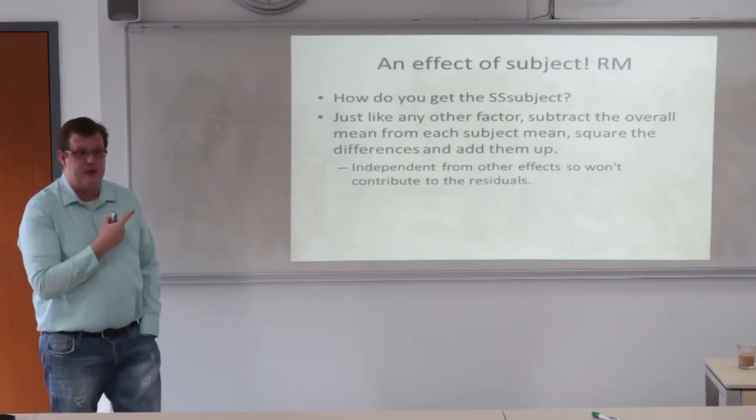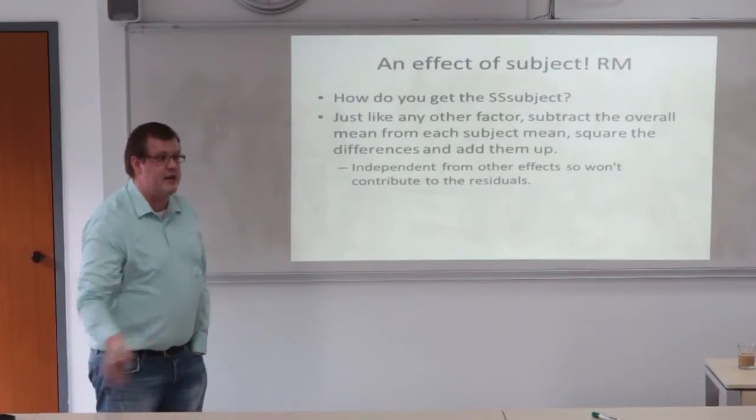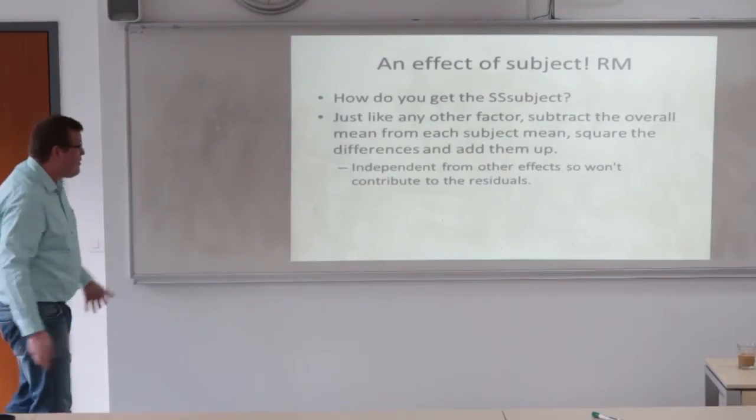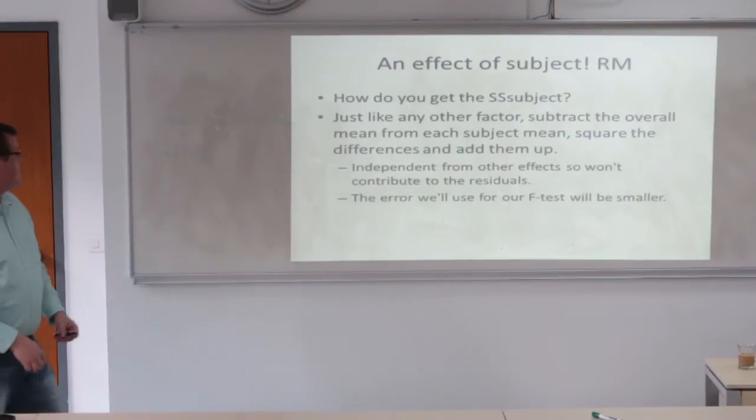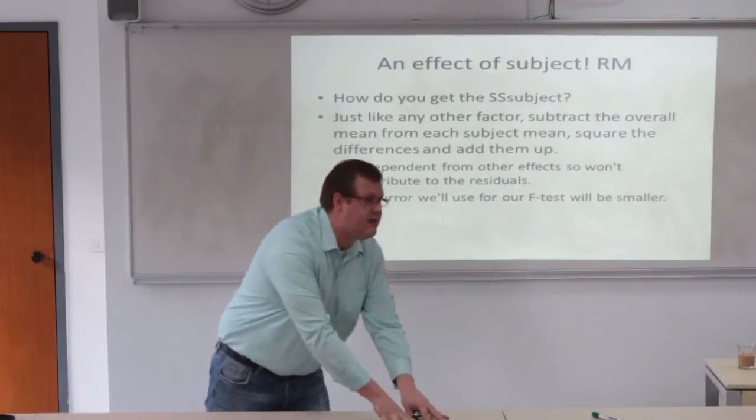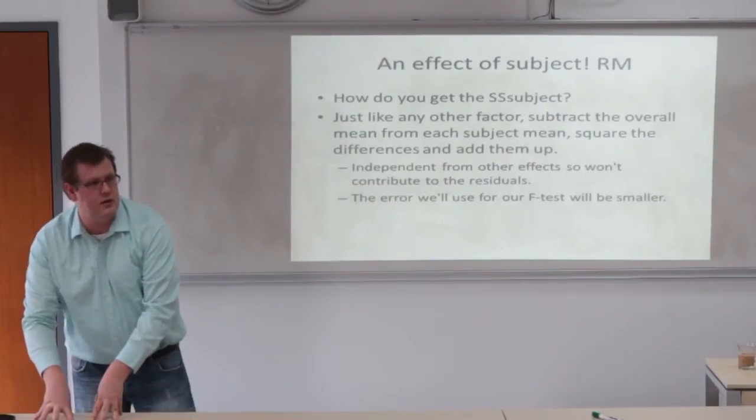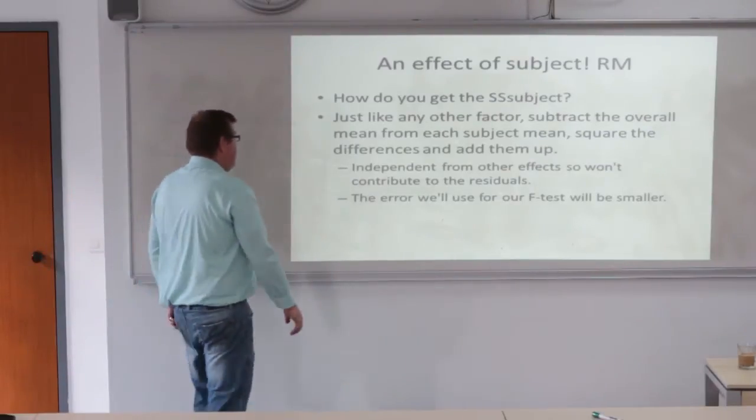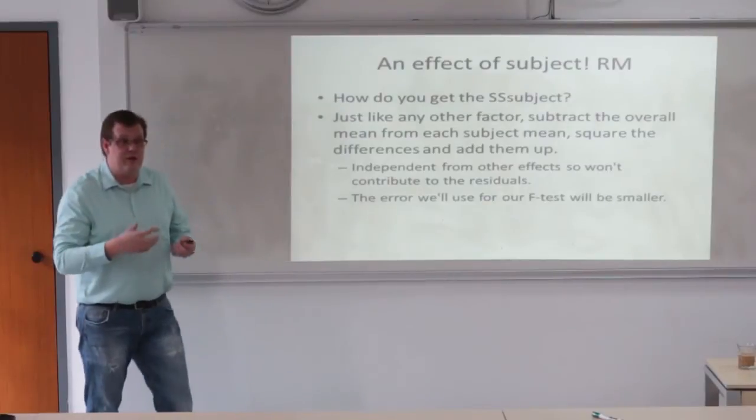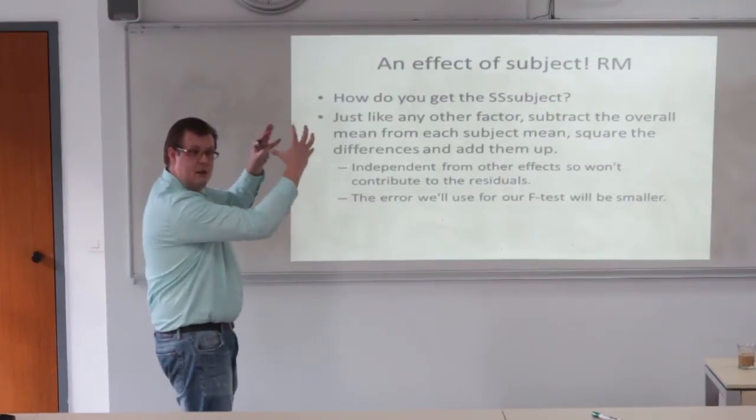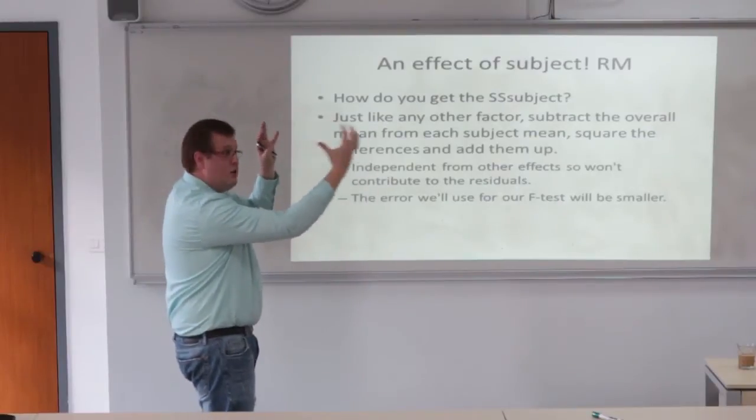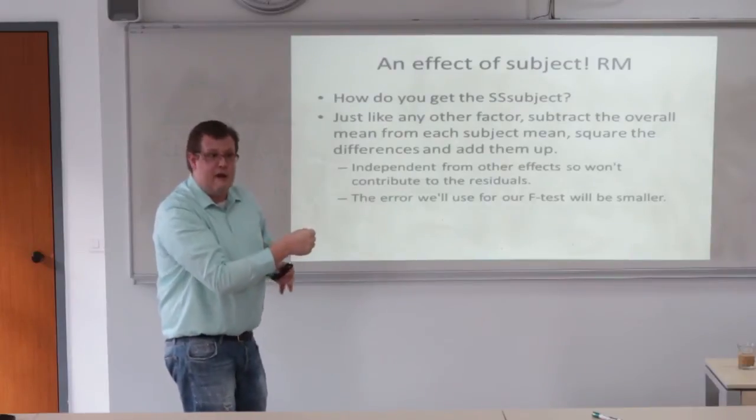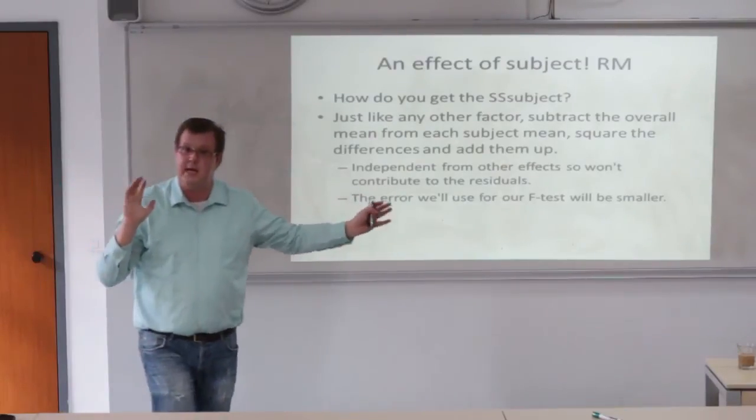We're doing exactly the same thing that we did before, which gave us independent effects and independent error. So this will give us an independent sum of squares from everything else that won't contribute to the residuals. So what will happen? Since we are basically taking the effect of subject out, the residuals are going to be smaller, right? Now, the residuals contribute to the error that we use for our F-test, right? The residual sum of squares divided by the degrees of freedom. If we make that residual smaller, then hopefully that denominator will be smaller. F will be bigger.